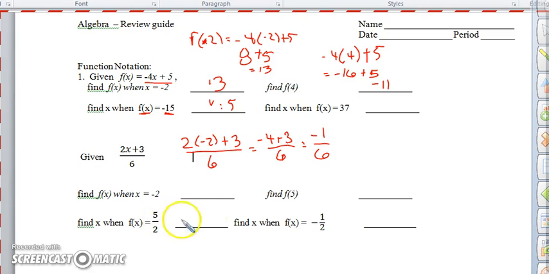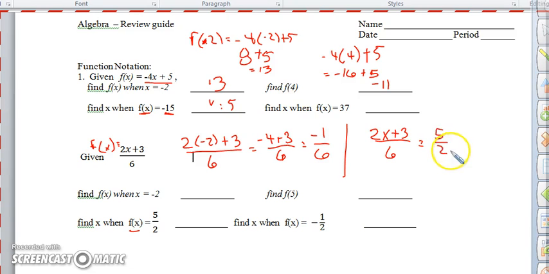Okay, I'm going to do this problem right here over here. So this means f of x equals 5/2. Well, this is f of x. It's not written there, but it's implied. Well, if this is our function, and we know it's going to equal this, f of x equals this here, f of x equals this here, we can set these two things equal to each other. So we say 2x plus 3 over 6 equals 5/2.